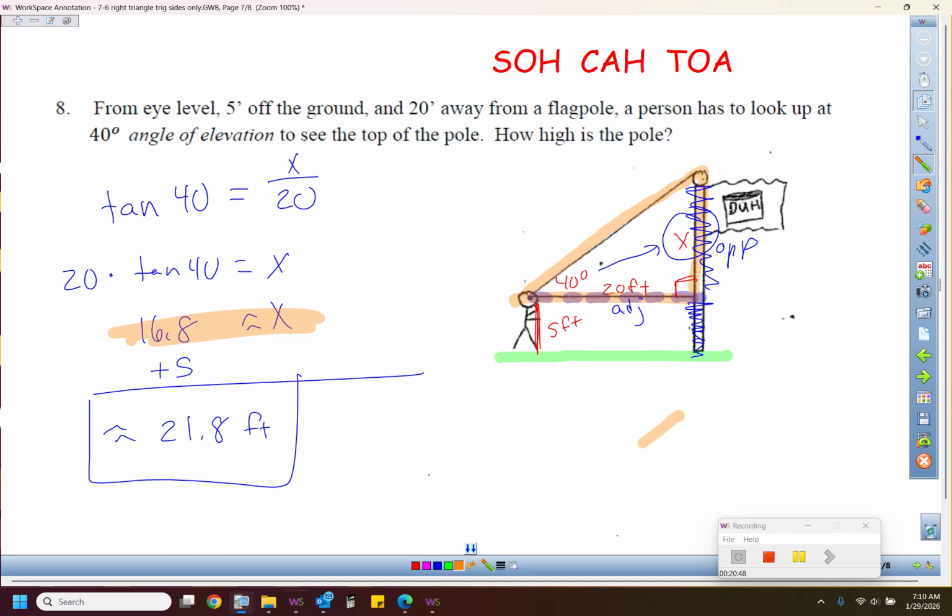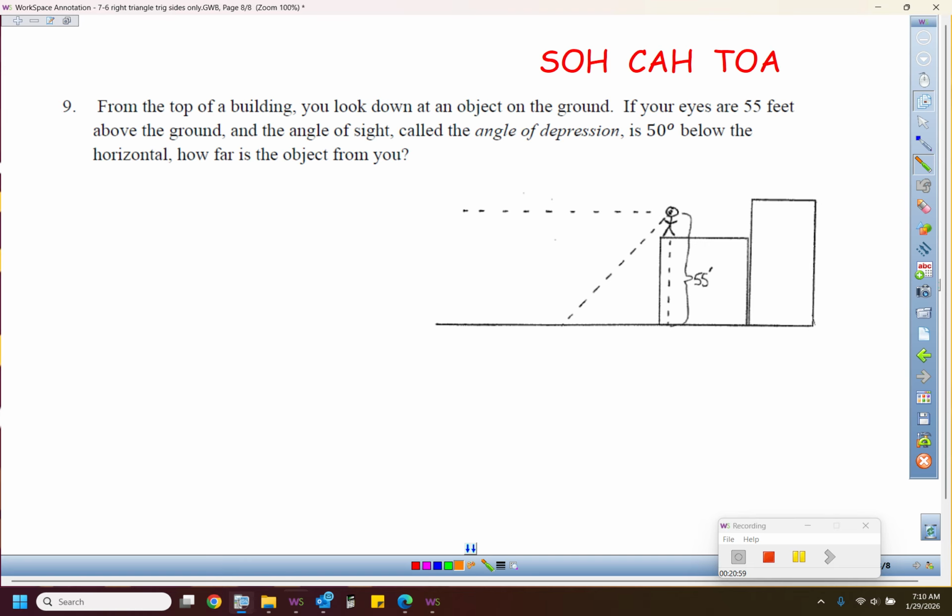So all of those were angles of elevation. We are looking up. Here's another one called an angle of depression. We are going to look down. So from the top of a building, you look down at an object on the ground. This is what we're looking at, some sort of object on the ground. Your eyes are 55 feet above the ground. Can you see I already have that in the picture for us? And the angle of sight, called the angle of depression, is 50 degrees below the horizontal.